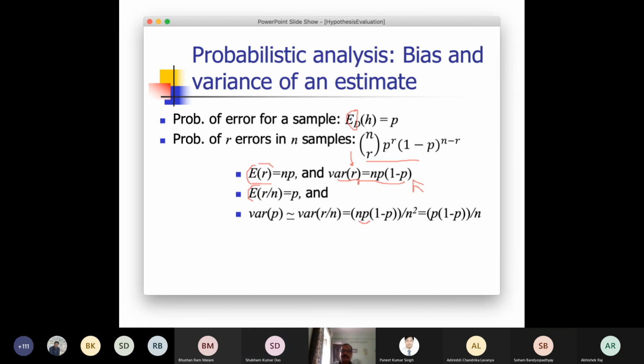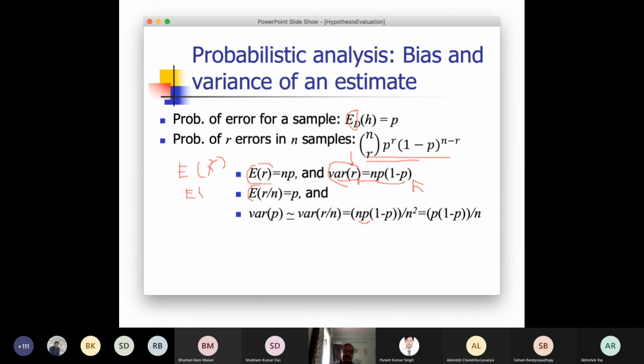So 1 to N, anything. 0 to N. R can be... there may not be any error also. So R is 0 in that case. So R varies from 0 to N, and for each value of R, this is the probability. So using this, you can compute the variance, using that expression: expectation of square of deviations from its expectation of the random variable. In a way you can compute what is expectation of x square, okay, and then what is expectation of x. Already you have computed that.